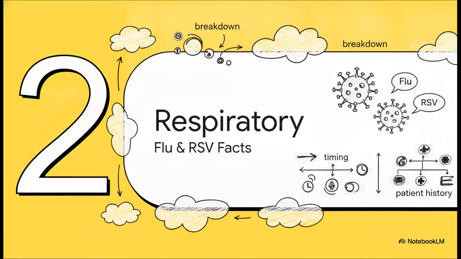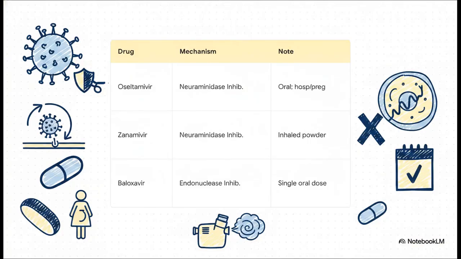Let's move on to Section 2, Respiratory, Flu, and RSV Facts. Let's break down our three main flu fighters. Oseltamivir and zanamivir are your classic neuraminidase inhibitors. They block the cleavage of sialic acid, physically preventing the virus from releasing from the infected cell. Oseltamivir is oral, and it's notably the drug of choice for pregnant and hospitalized patients. Zanamivir acts by the exact same mechanism but is delivered as an inhaled powder.